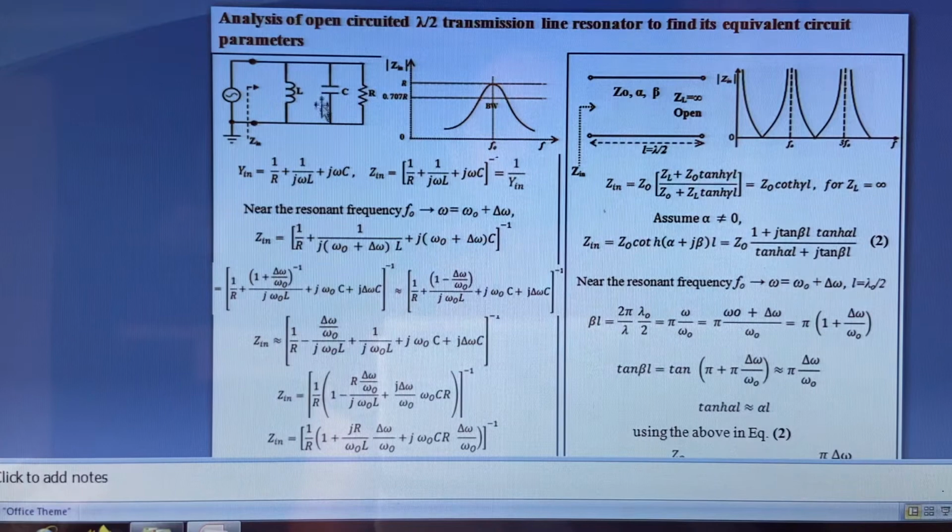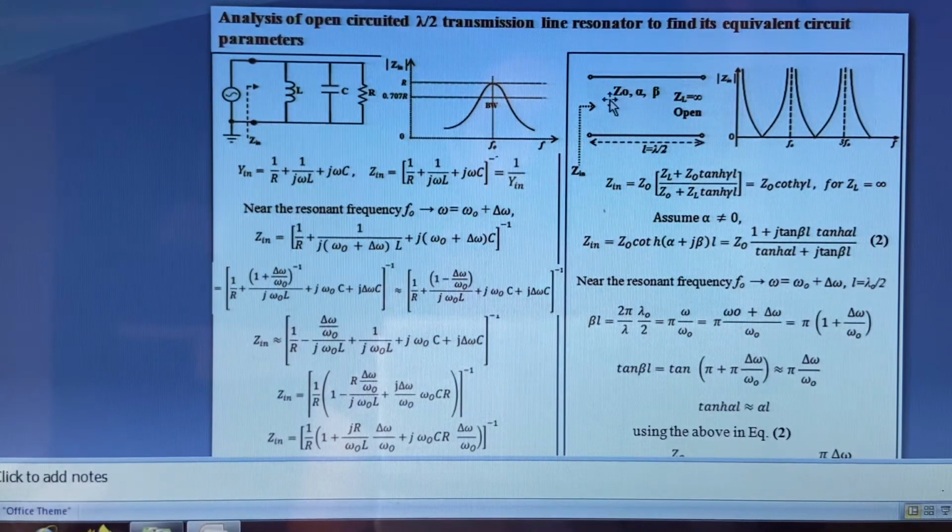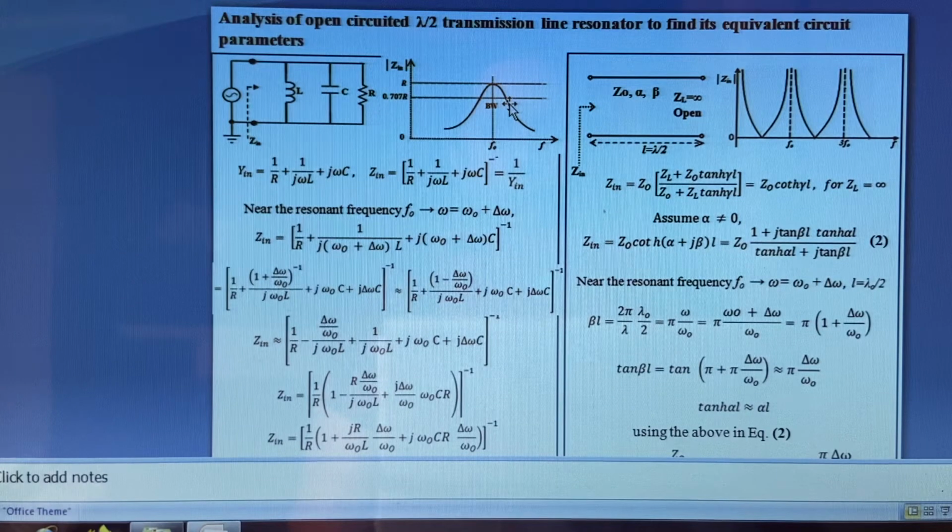Similarly, for this parallel RLC circuit, the input impedance is shown in this figure. Here also the input impedance is very high at the resonant frequency F0, and it reduces on either side of the resonant frequency. So to obtain the parameters L, C, R in terms of these parameters, we have to find the input impedance Zin of both the resonators near the resonant frequency F0, somewhere here. We have to find the input impedance of both the circuits.